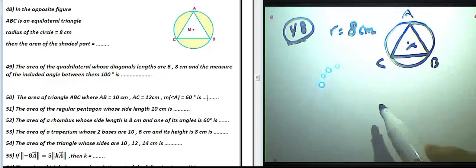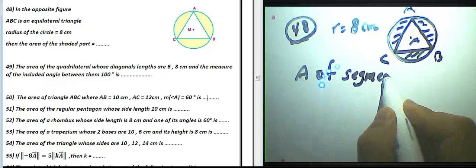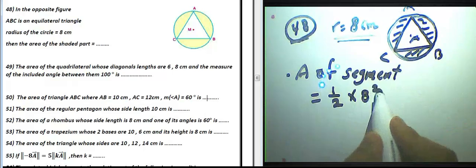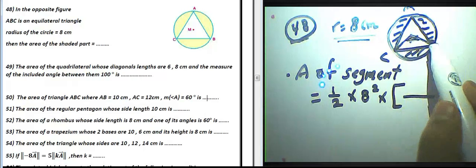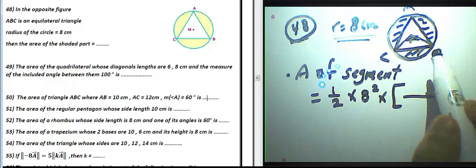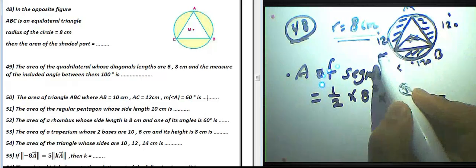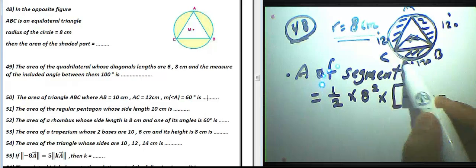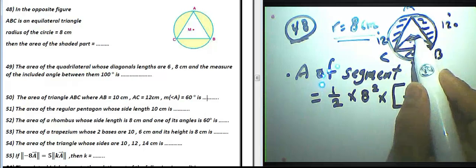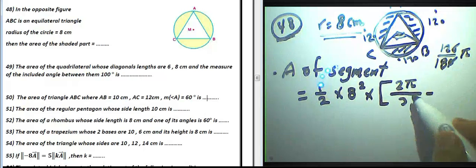Then we can write the rule for the area of a segment: half r squared multiplied by theta in radians, subtracted by sine theta. We know 360 divided by 3 equals 120, and you can convert this angle from 120 degrees to theta in radians by dividing by 180 and multiplying by pi. 120 divided by 180 multiplied by pi equals 2 over 3 pi.